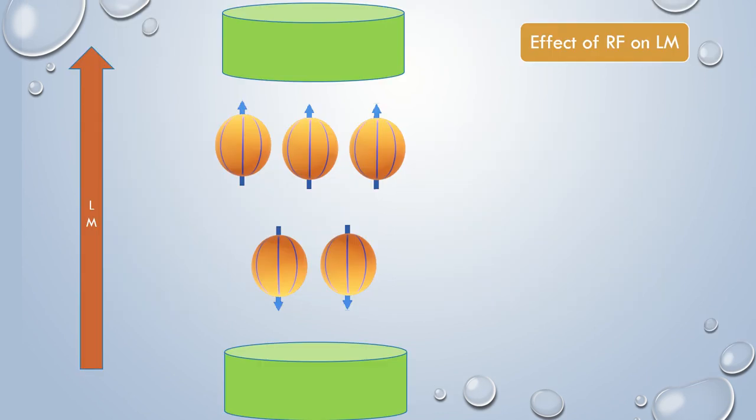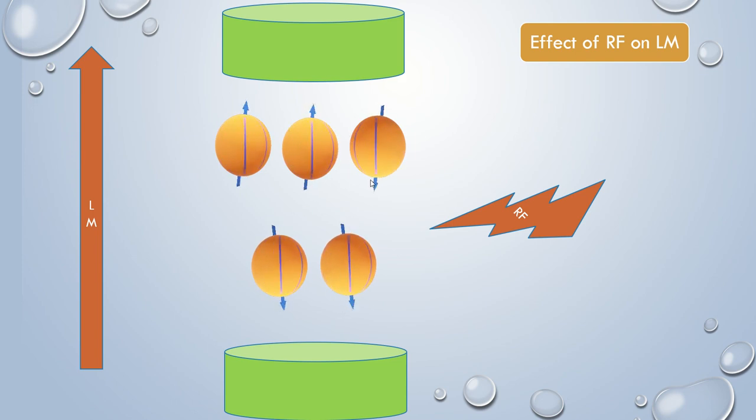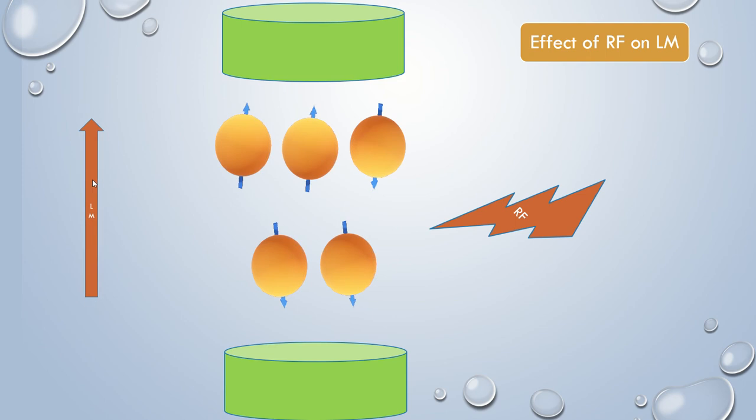So let's first check out the concept of energy absorption, and this essentially is going to be the effect of RF on the longitudinal magnetization. So again, this is the magnet and all these are the protons. As you recall, there are more protons that line up in the parallel direction rather than the anti-parallel direction. Once you give the RF pulse, because now they have more energy, some protons are going to line up in the anti-parallel direction. So the net effect will be that more protons line up in the anti-parallel direction, and that's going to decrease your longitudinal magnetization.